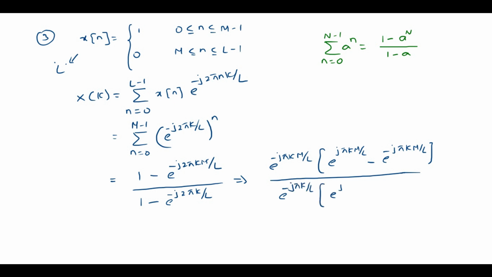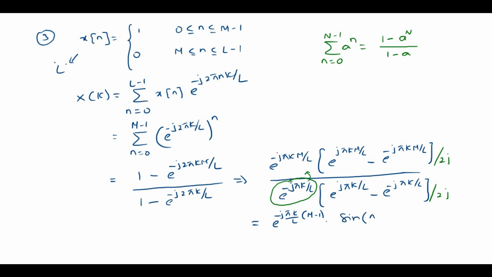So it is e power j pi k by capital L minus e power minus j pi k by capital L. Once you divide the numerator and the denominator by 2j, these whole terms are similar to sine functions. At the same time, I am taking the exponential in the denominator into the numerator, so e power minus j pi k by L is a common term. So you get e power minus j pi k (M minus 1) by L into sine of pi k M by L divided by sine of pi k by capital L. This you need to write here.